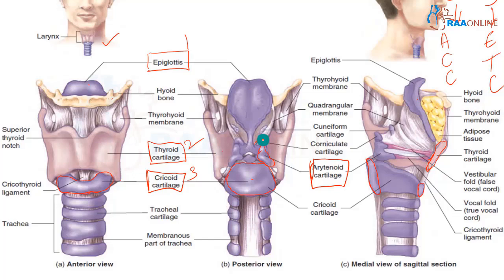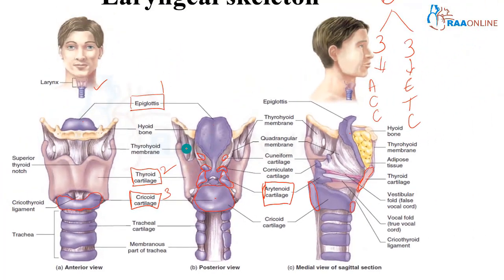Just above the arytenoid cartilage, there is one more cartilage called the corniculate cartilage, and just above the corniculate cartilage, there is one more cartilage called the cuneiform cartilage. You can see they are all paired. Both are present on the right side and left side. This is the arytenoid cartilage, this is the corniculate cartilage, and this is the cuneiform cartilage. So they are all paired cartilages of the larynx.